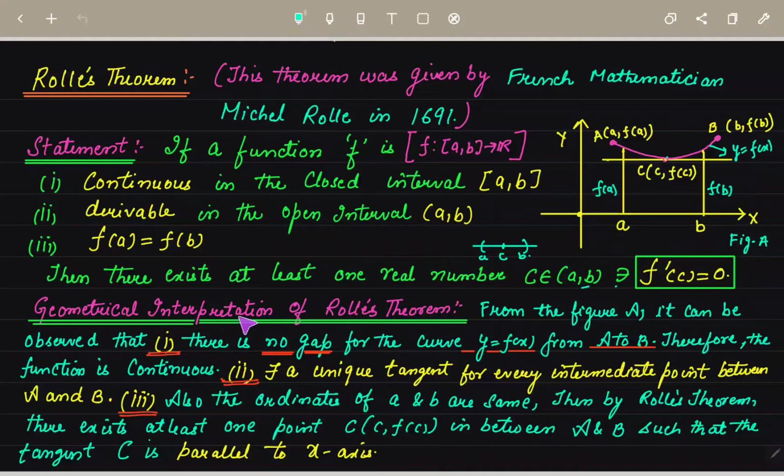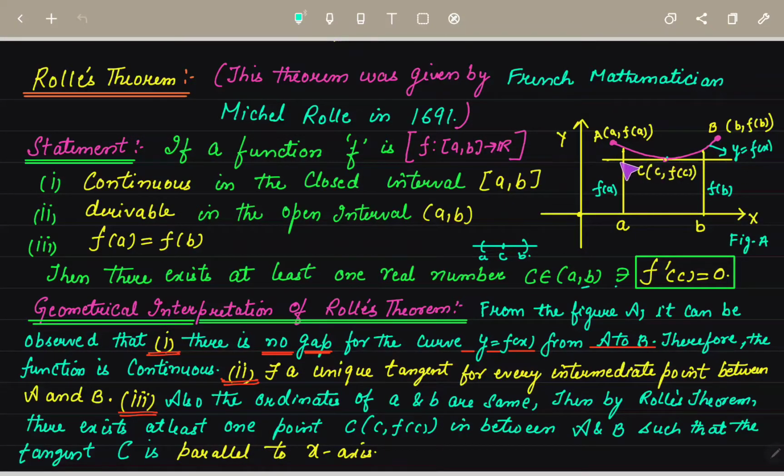Next is the geometrical interpretation of Rolle's theorem. From figure A, it can be clearly observed that there is no gap in the curve y equal to f of x from point A to B. If there is no gap, meaning there is no breakage or discontinuity from point A to point B, this means that the function is continuous.